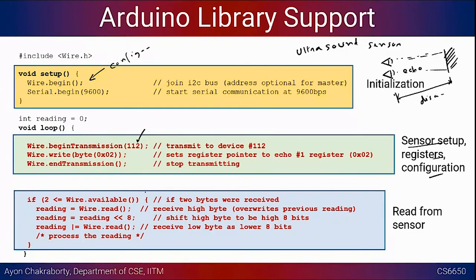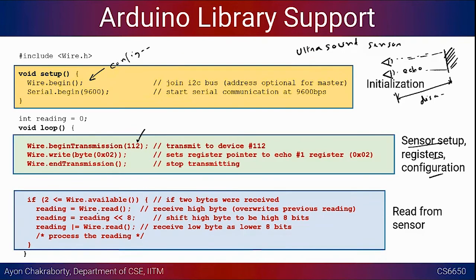As you see here in this case, let's say we are reading 16 bits. Reading is equal to Wire.read, and we are basically reading 2 bytes. We read the first byte and shift it by 8 bits, and then we read the least significant byte. Again, these definitions should come from the device manufacturer, whether they send the most significant byte first or the least significant byte first.